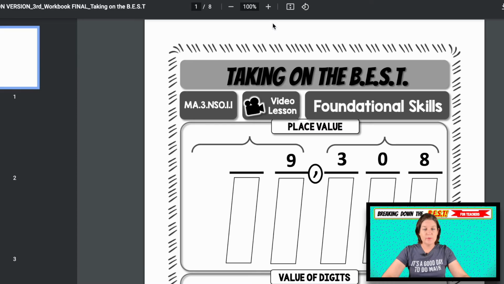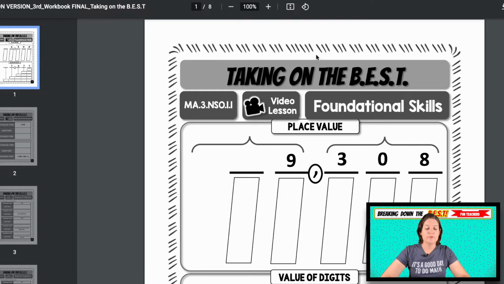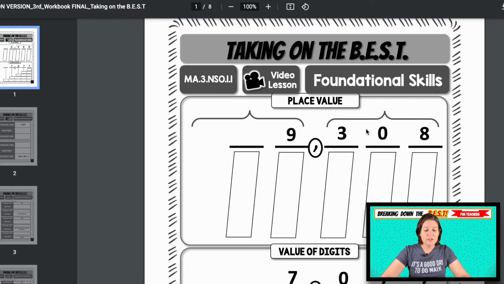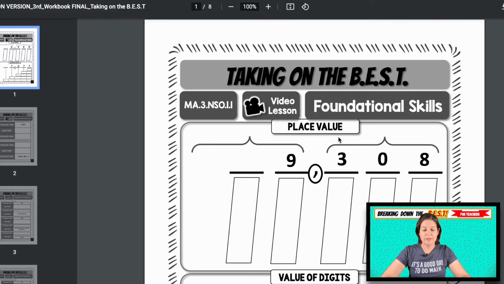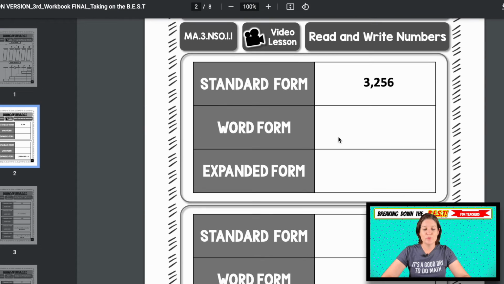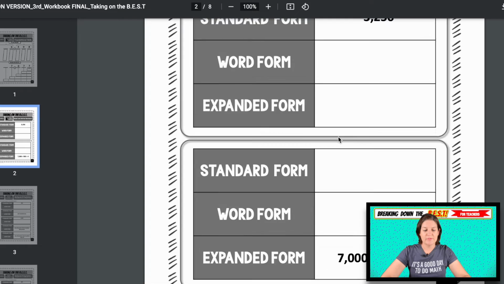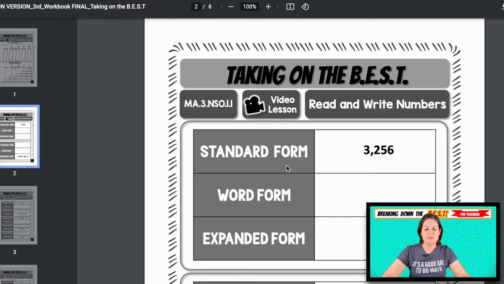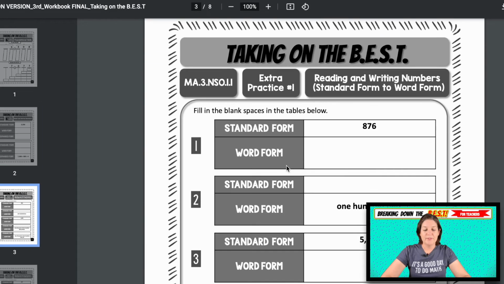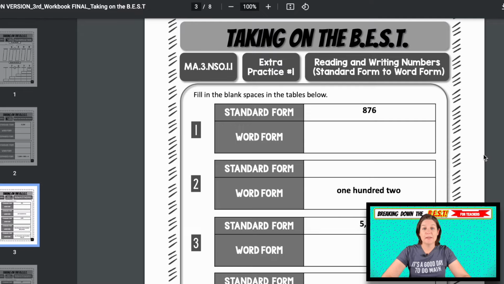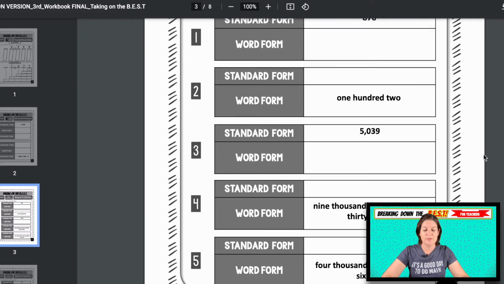Okay, your printables. So with the bronze, you get the video lesson and the worksheet that goes with it. For the silver, you get the video lesson, but you also get access to another video lesson. You can tell the video lessons because of the icons right there. But then you get extra practice pages. Basically what we did in the videos, now they get extra practice to really sharpen up those skills.